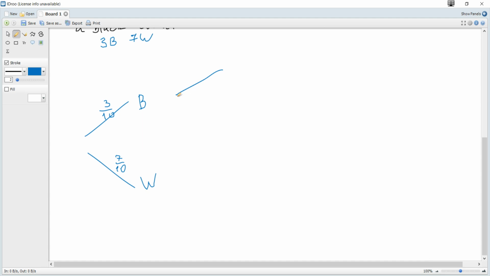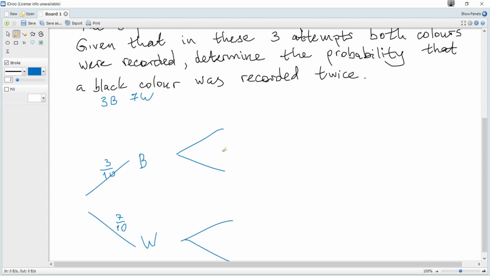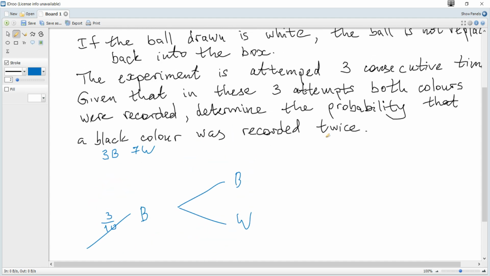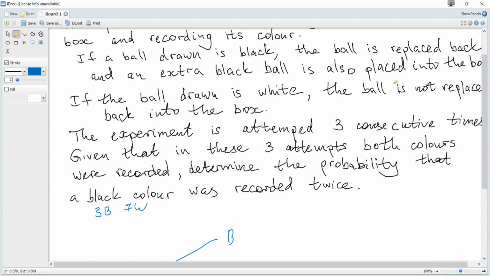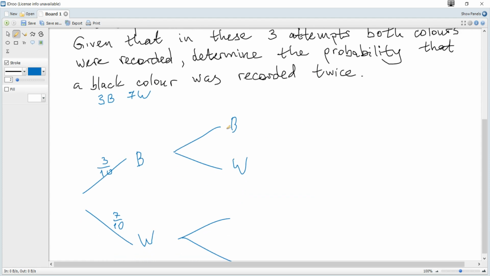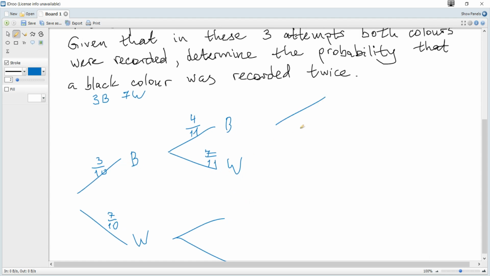The second attempt, if the first is black, the first black is replaced and 1 extra black is also added, so there are 4 black in total and 7 white. So the probability to get a black is 4 over 11, hence to get white it's just 1 minus, so it's 7 over 11. And let's continue.